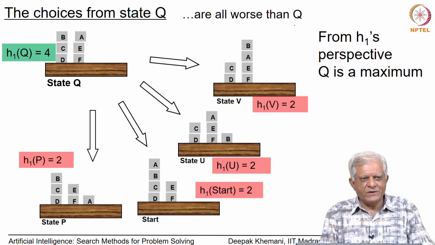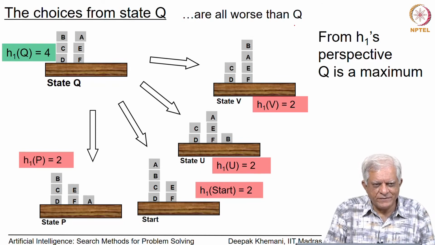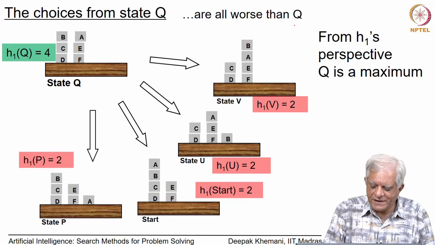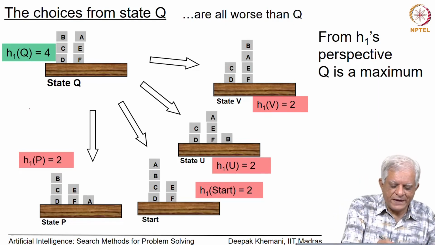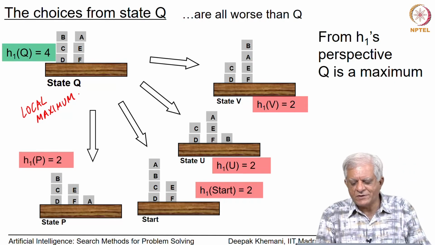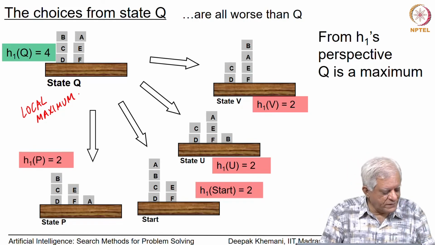Now, if you are at state Q, hill climbing is looking at 4 neighbors. State Q has a value of 4, and all the 4 neighbors, as you can see, and you can compute for yourself and check, have a heuristic value of 2 essentially, which means that state Q has become a local maximum, and our algorithm will stop at this state, not move any further.